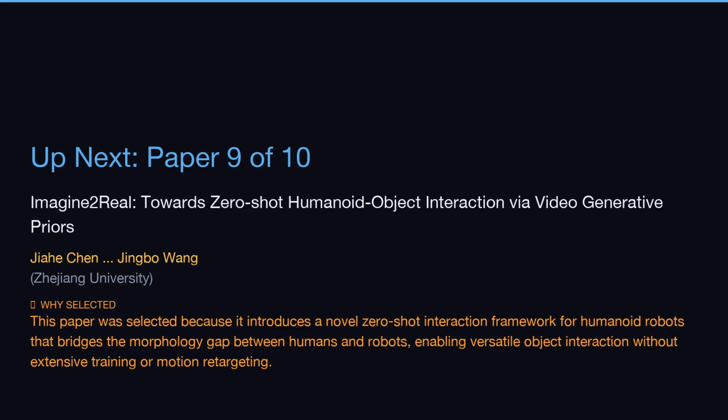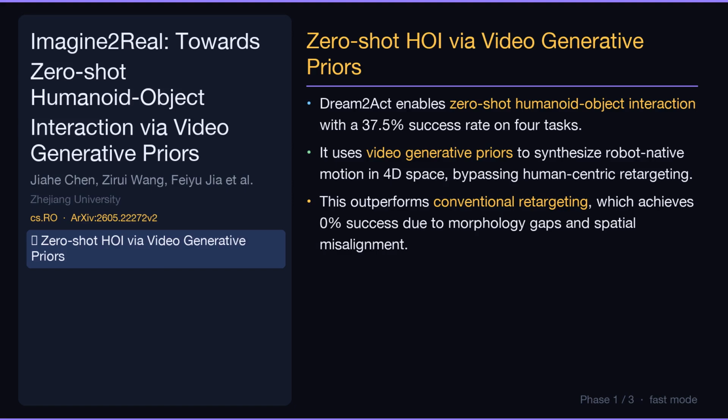Let's break down its key contributions. Contribution 1. Zero-shot HOI via video generative priors. Imagine2Real enables zero-shot humanoid object interaction with a 37.5% success rate on 4 tasks. It uses video generative priors to synthesize robot native motion in 4D space, bypassing human-centric retargeting. This outperforms conventional retargeting, which achieves 0% success due to morphology gaps and spatial misalignment.